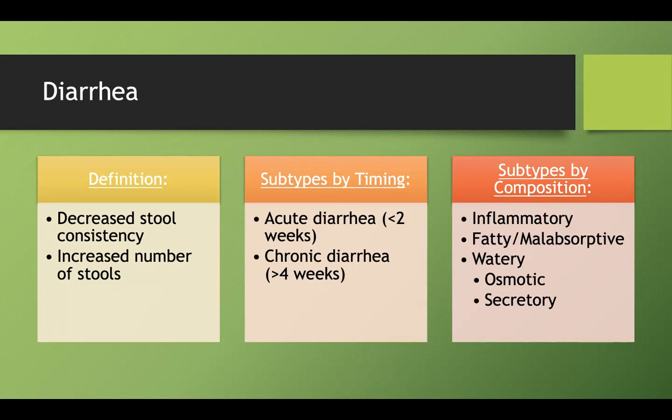You can get a secretory diarrhea, where you don't have any osmoles in your lumen, but your body, for whatever reason, is throwing fluids and electrolytes into your GI lumen, causing diarrhea. And finally, you can get a functional diarrhea, which means you have diarrhea but we don't understand why it's happening. There's no real organic cause to it.